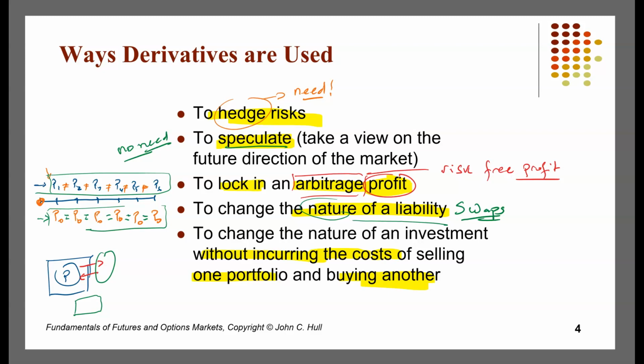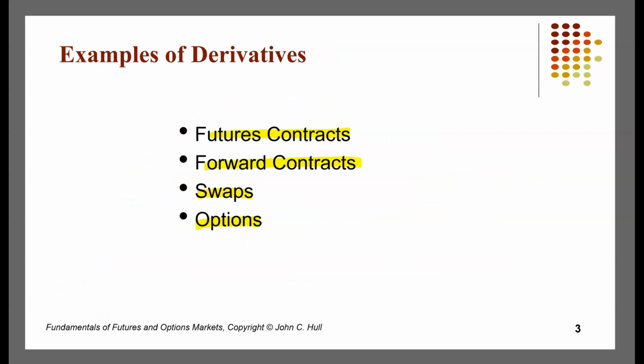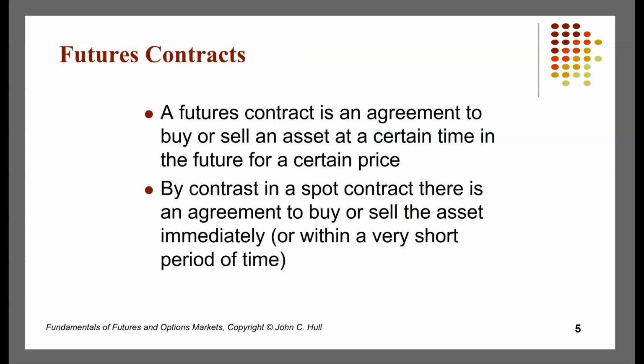Now, with the first type of contract, we said earlier that we're going to talk about these four: futures, forwards, swaps, and options. We're going to start with the futures contract. A futures contract is an agreement to buy or sell an asset at a certain time in the future for a certain price. So what are we saying here?